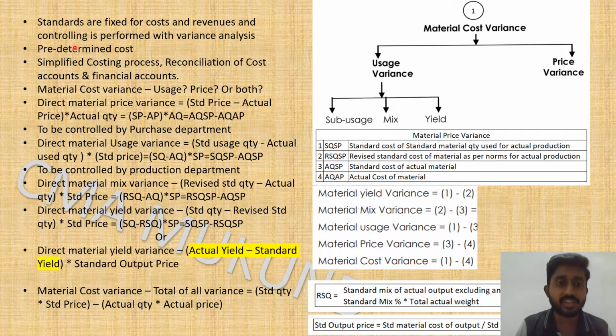So what is controlling? Here it is variance analysis. Now you have fixed the standard, and you will get the actual details during the month end.